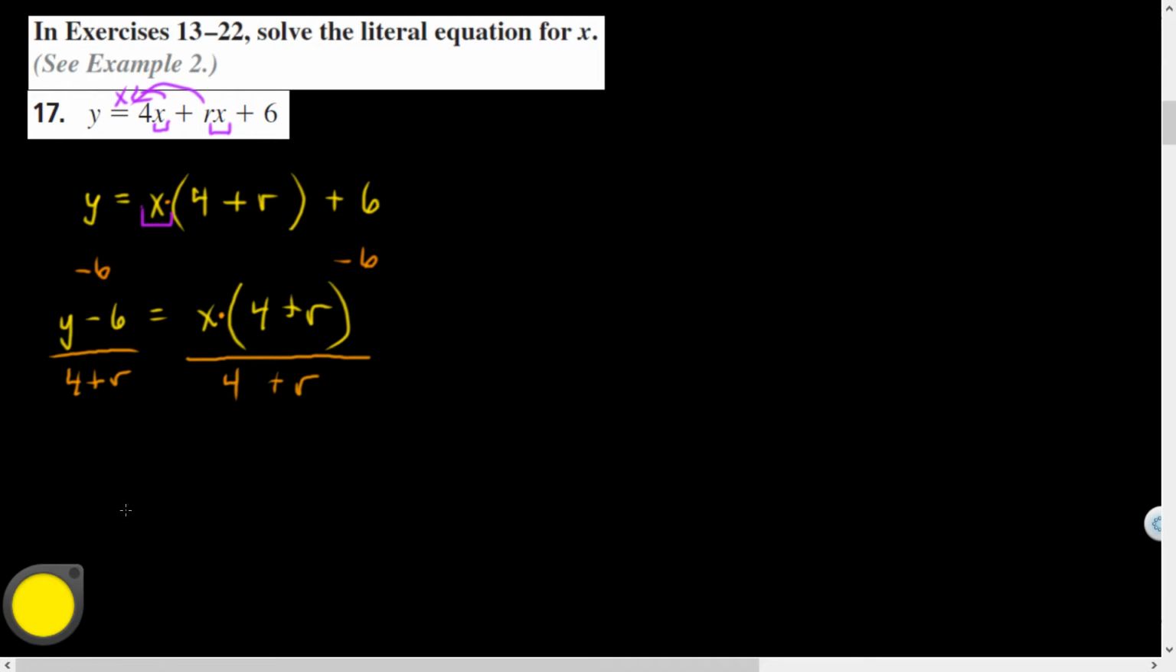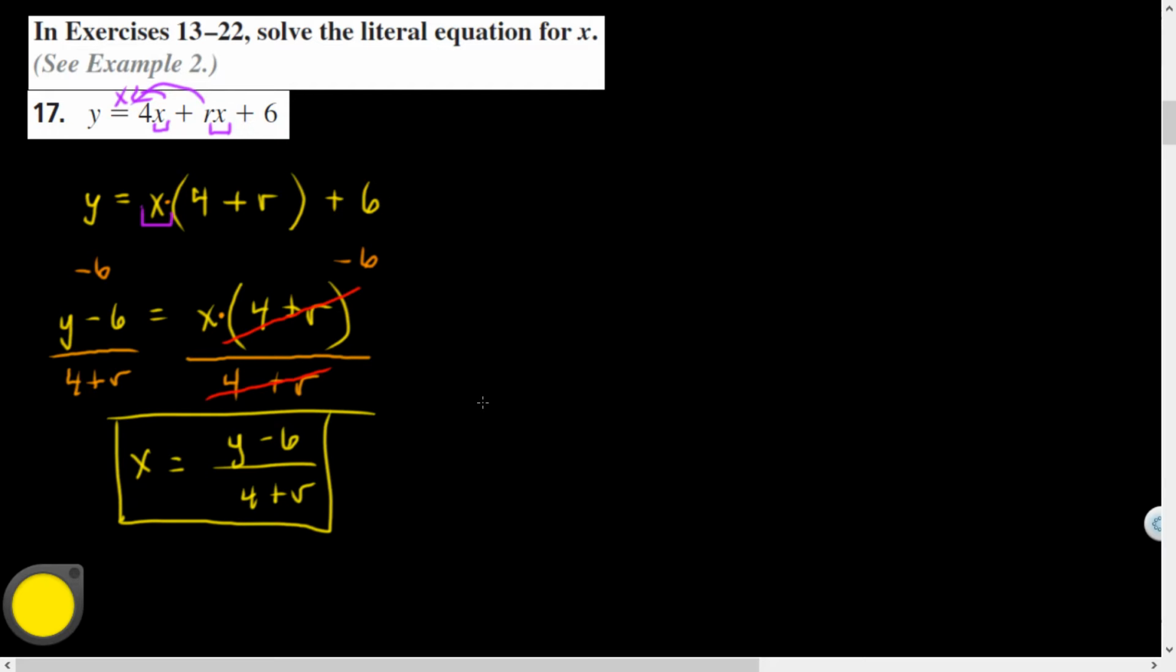And let's see, now I'll show you what happens. This goes ching and ching. Look at how awesome that cancel is. I love it. And we'll flip it around, so I'll have X equals, and it's just this fraction, Y minus 6 over 4 plus R. So I can't do any simplification there. Someday we'll talk about simplifying some things like that. That might even show up more in Algebra 2 in the future.